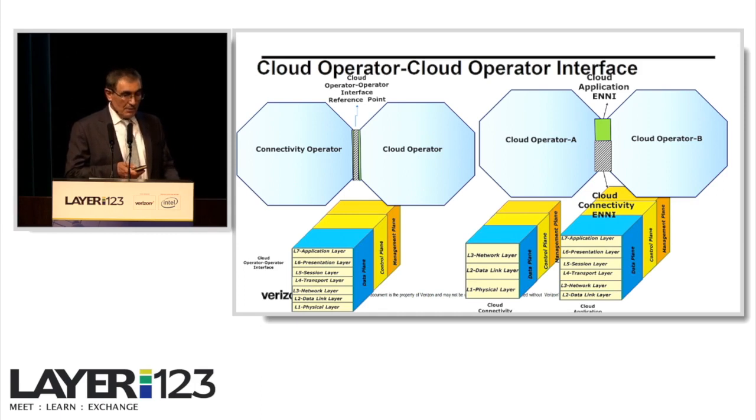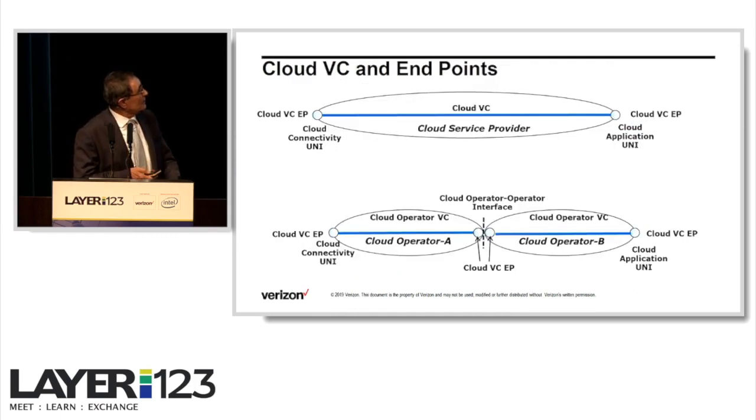Of course, the attributes would be different, whether it is between the user and the service provider or between two cloud operators. So this is the way that we're trying to show that the cloud application will ride on top of the connectivity. Therefore, I have cloud virtual connections between two endpoints.